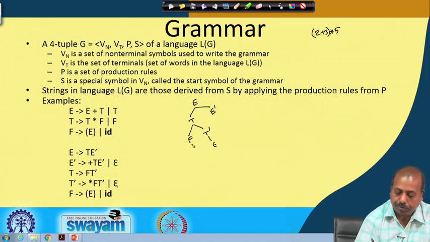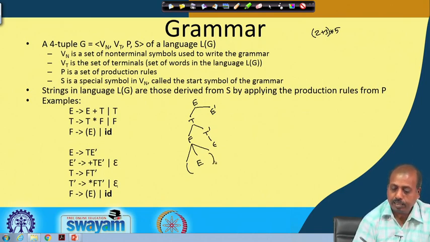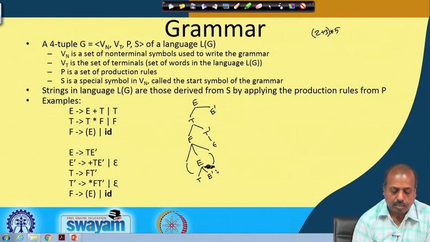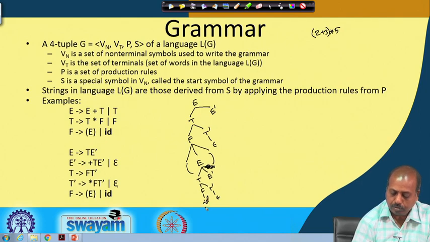and from this F we do it like within bracket E, and from this E I have to get that 2 plus 3. So from this T E I again do T and E dash. And from this T, I will be going to F T dash, and this T dash will give epsilon. This F will give ID, which is 2.